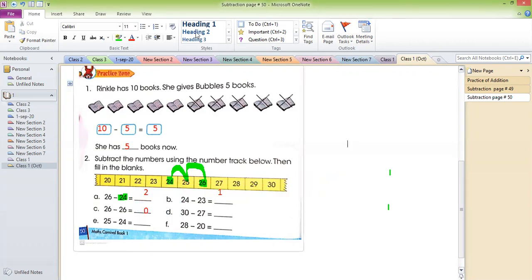30 minus 27. Jamal Badr, 30 minus 27. Can you tell me? Yes, sir. 30 minus 27 equals?